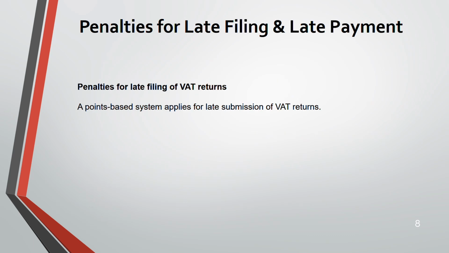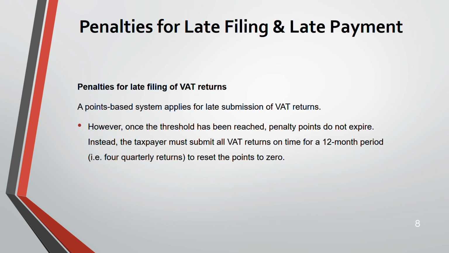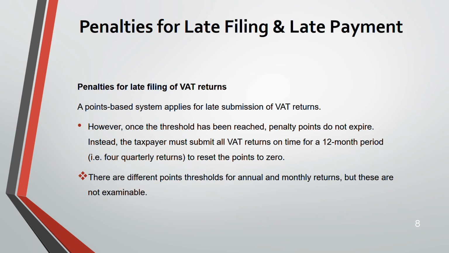However, once the threshold has been reached, penalty points do not expire. Once you have reached 4, it will not expire. Instead, the taxpayer must submit all VAT returns on time for a 12-month period, 4 quarterly returns, to reset the points to 0. If you want to reset the points to 0, you have to submit all your VAT returns on time for a 12-month period. That means 4 quarterly returns to reset the points back to 0. There are different point thresholds for annual and monthly returns, but this will not be asked, only quarterly.